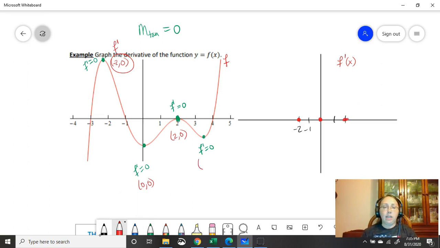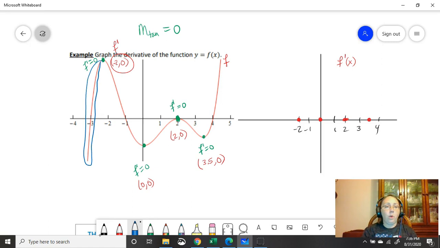And finally at 3.5, our derivative is 0, and we put a point there. So 1, 2, 3, 4, so 3.5 is right about there. All right, so those are a good starting point. I like to start with the zeros, and then in between, you just need to fill it in. So let's start with all the way on the left and talk about this piece right here.